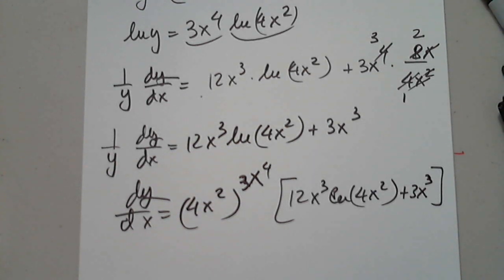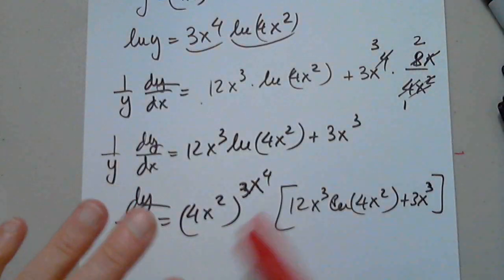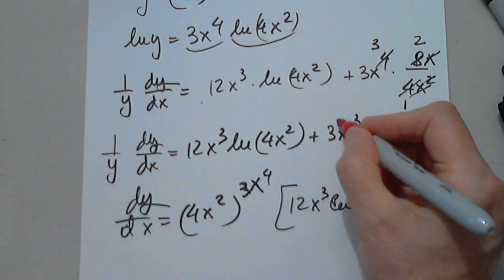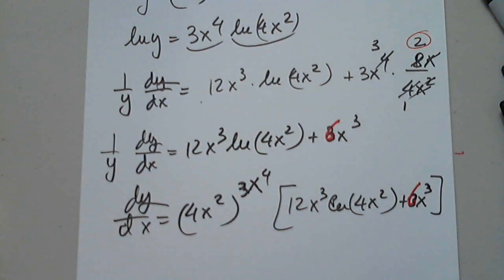Is this what you meant? Yes. Wasn't there still a 2 as well? Shouldn't it be 3x to the third times 2? Yes, I forgot the 2. I put it up there, so yes, you're right. I'm correcting it in red. Yes, I forgot about this 2.